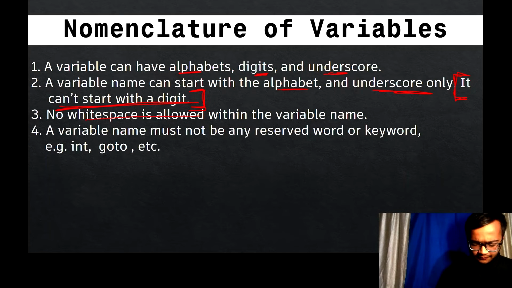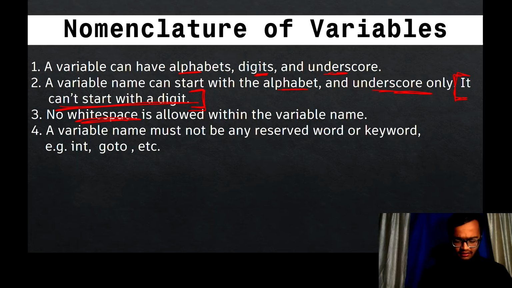Also, no white space is allowed. A variable name is always continuous. No white space is allowed. Okay, a variable name cannot be a reserved word or keyword like int, goto, etc. What is int? What is goto? I will tell you after some time.